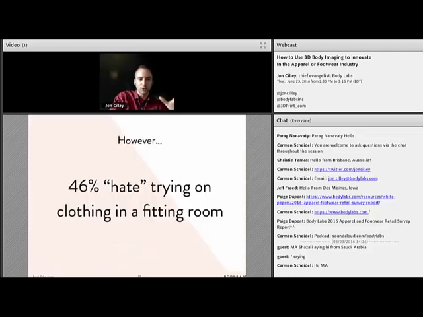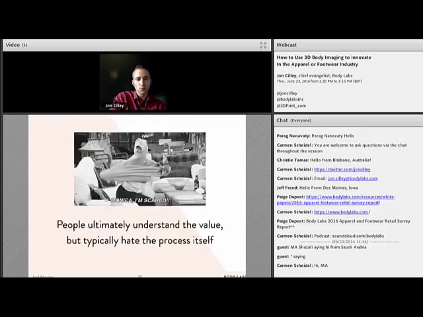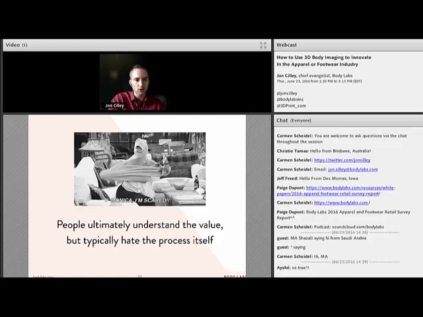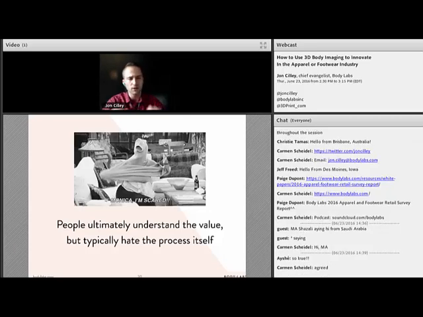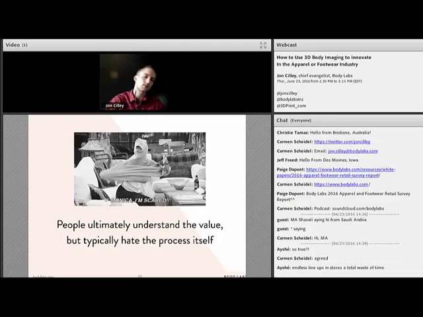However, 46% ultimately hate, and I mean hate, trying on clothing in a fitting room. Now, why is this? Well, what does this actually mean? Well, people ultimately understand the value of trying on clothing, but they typically hate the process itself. It's tedious, it's time consuming. If you want to try multiple styles and mix and match things together to validate preference and all of these things, I typically don't think I have the time, and survey respondents have revealed that as well, that nearly half of people legitimately hate the process itself. But as I mentioned earlier, 76% still understand the value associated with it.